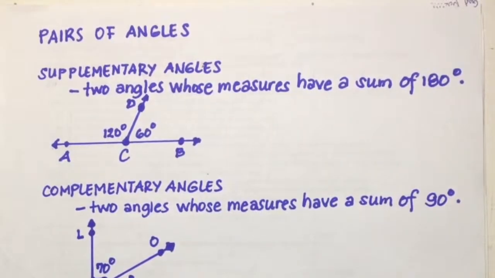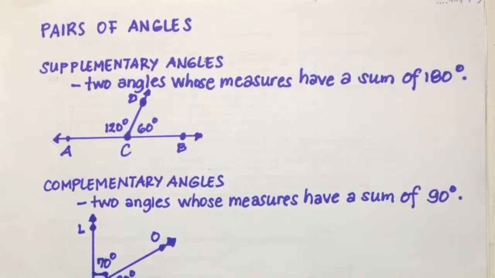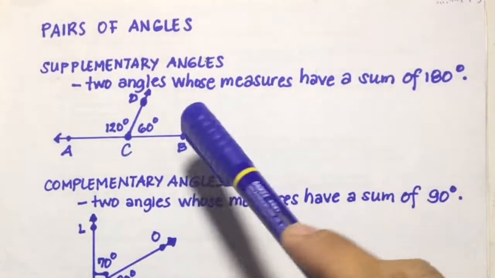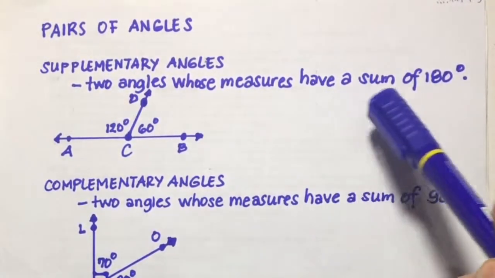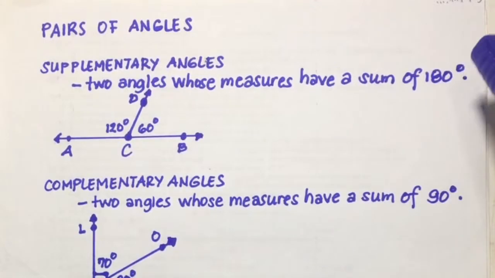Hi guys! My video for today is about pairs of angles in geometry. So the first pair here is supplementary angles. Supplementary angles are two angles whose measures have a sum of 180 degrees.